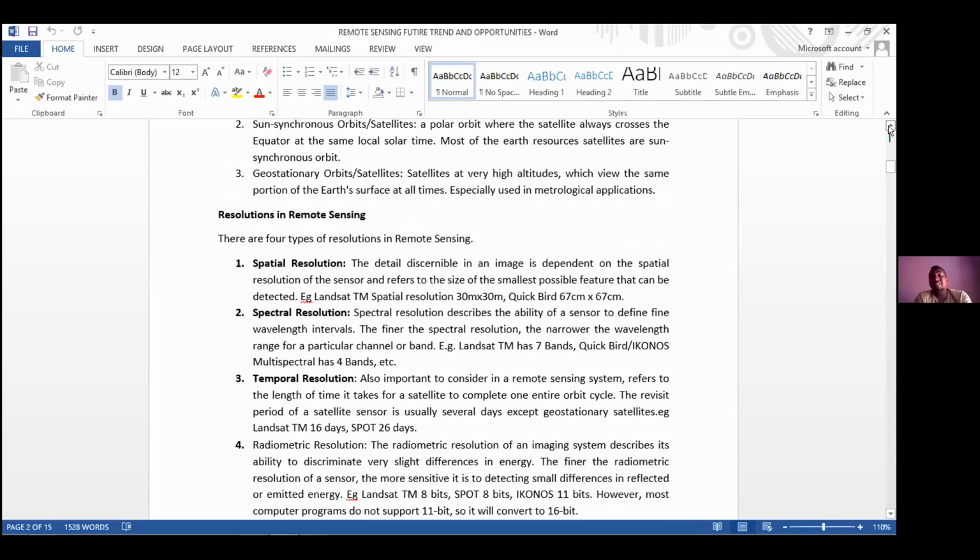Resolution in remote sensing. Without understanding resolution, you cannot become a remote sensing expert. You cannot do any remote sensing work, because this forms the basis of your understanding of every aspect of remote sensing work you want to do. And there are four types of resolutions, which I'm going to show you. The first type is spatial resolution. Spatial resolution is the smallest possible size or feature that can be detected by a satellite.